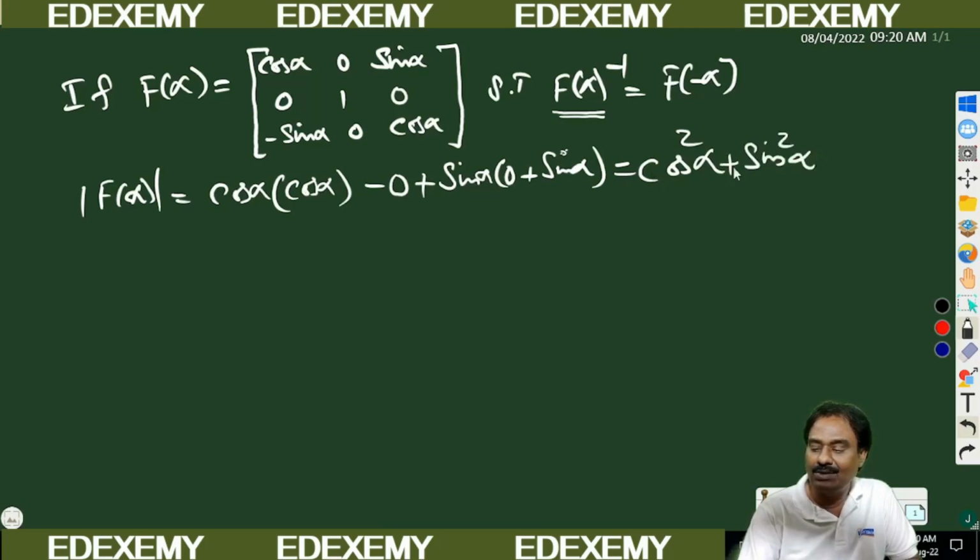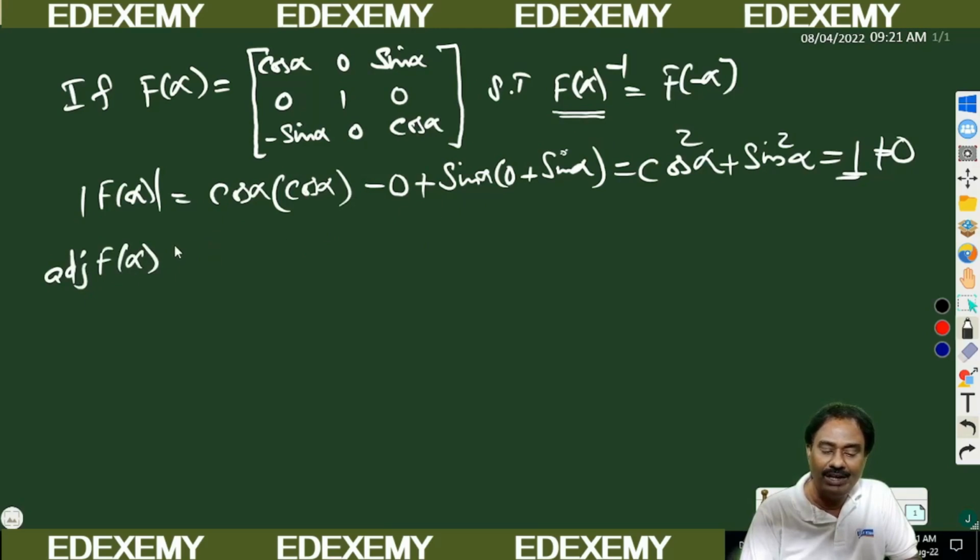Now, sin square A plus cos square A is equal to 1. So, trigonometry formula, no? Therefore, cos square alpha plus sin square alpha is equal to 1, which is not equal to 0. Therefore, the inverse exists for f of alpha. Sin square A plus cos square A is equal to 1 is a trigonometry formula you would have studied in the 10th class. Therefore, 1 is above 0. Now, we will pass on to find adjoint of f of alpha.